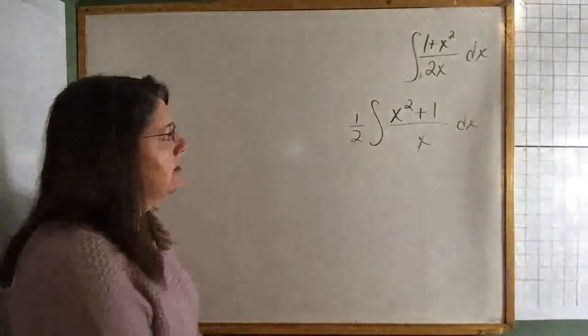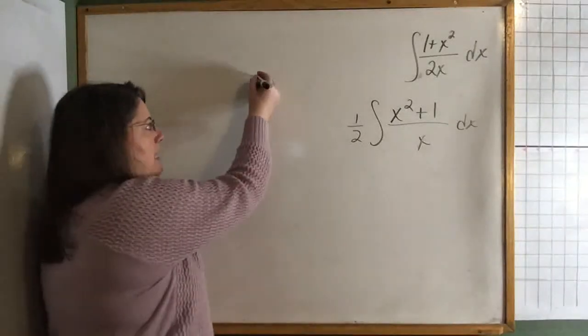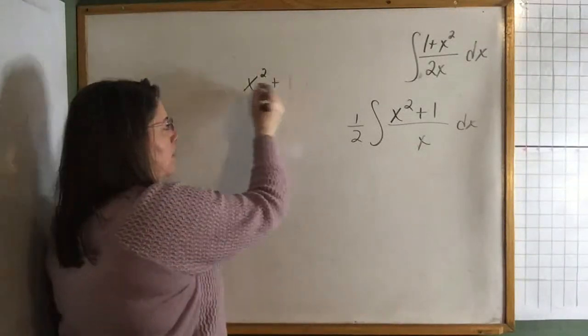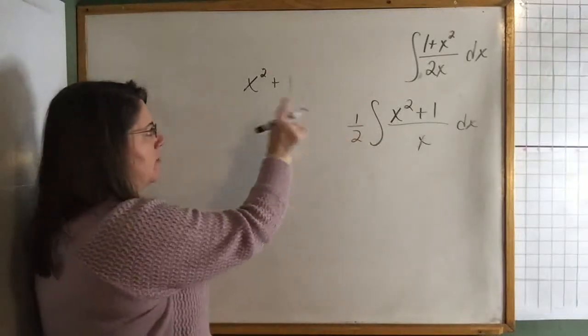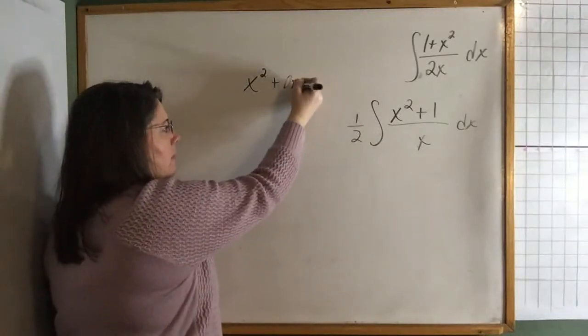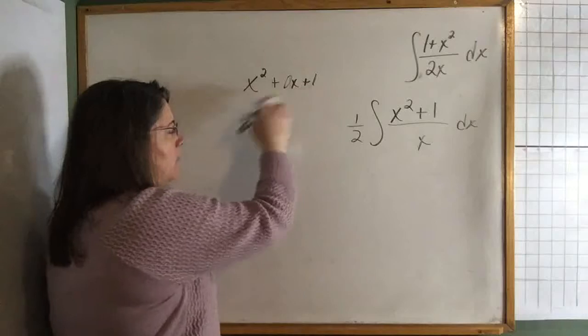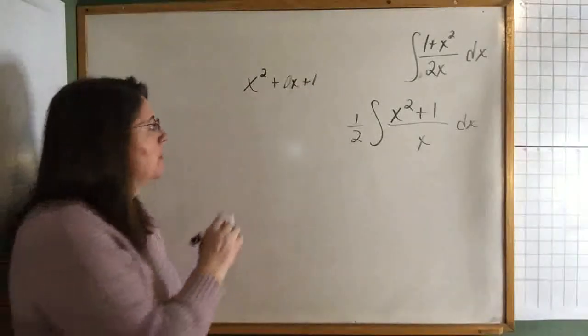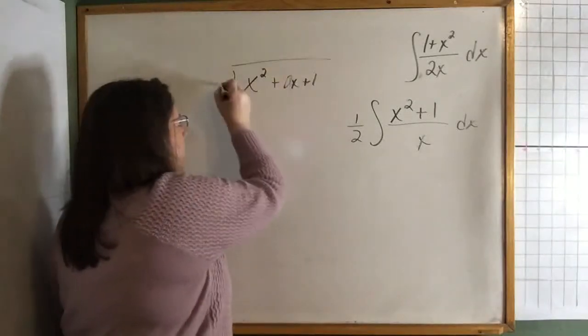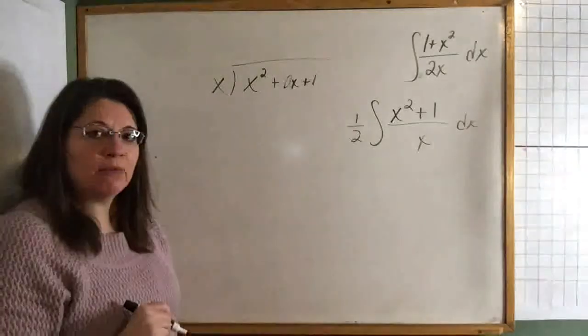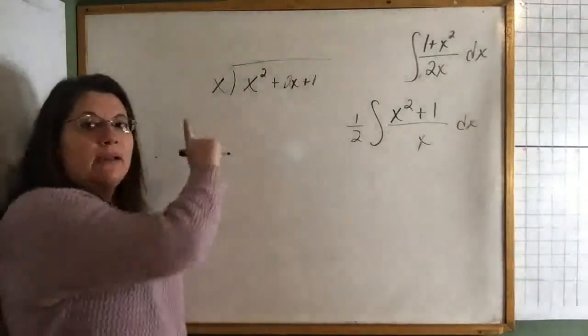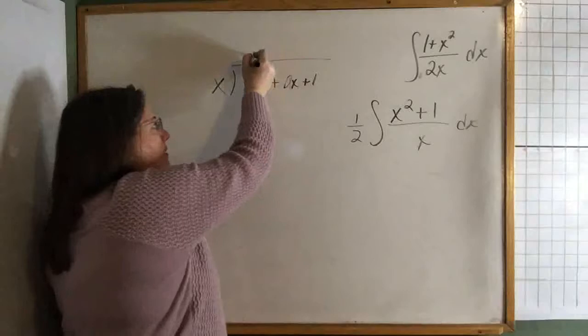So if I rewrite this using long division, I'm going to be dividing the top by the bottom. So I've got x squared plus 0x plus 1. Remember, you have to account for any terms that are missing. And I'm going to divide that by the x that's on the bottom. And I'm just going to do long division. So x goes into x squared x times.